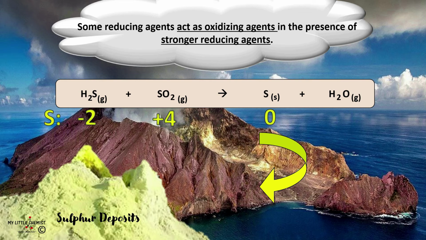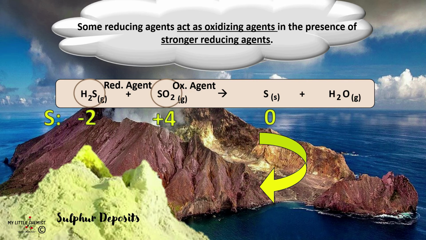Looking at their oxidation numbers, notice that sulfur in hydrogen sulfide has been oxidized from -2 to 0 as sulfur is produced. This confirms that the hydrogen sulfide is the reducing agent. In sulfur dioxide, however, the oxidation number of sulfur has been reduced from +4 to 0, confirming that sulfur dioxide is the oxidizing agent in this reaction.